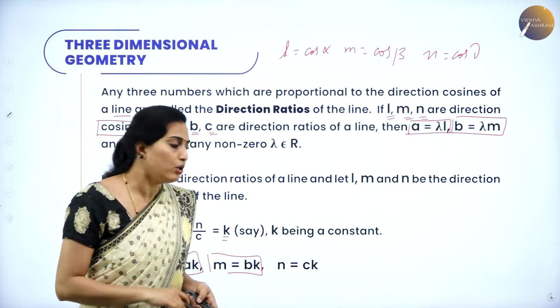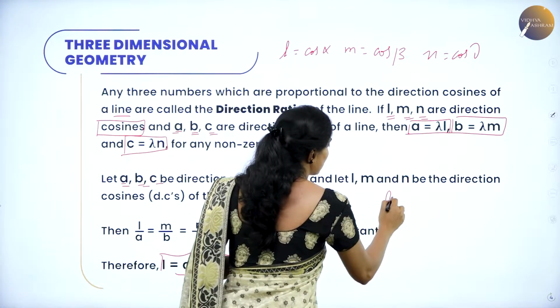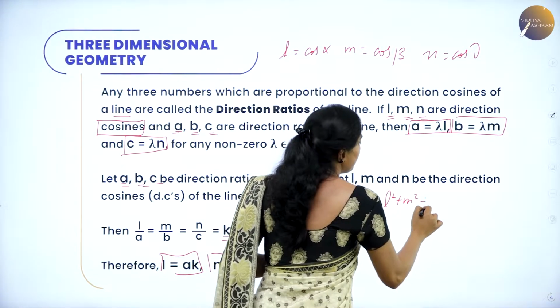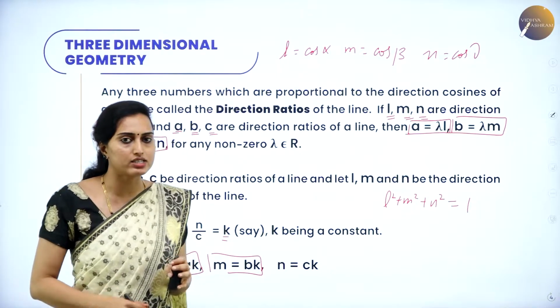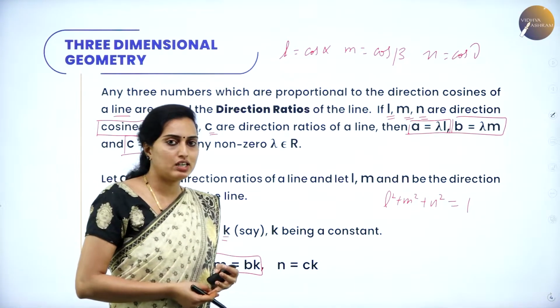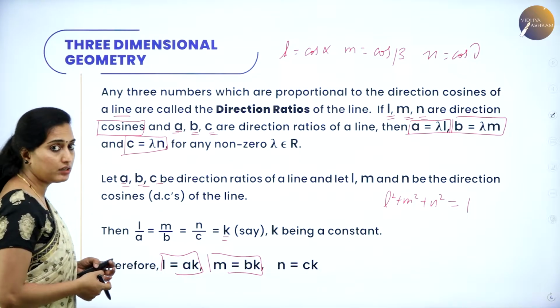So therefore here we know that l squared plus m squared plus n squared is equal to 1. That is, the sum of the squares of the direction cosines of a line is equal to 1. So this also you have to keep in mind.